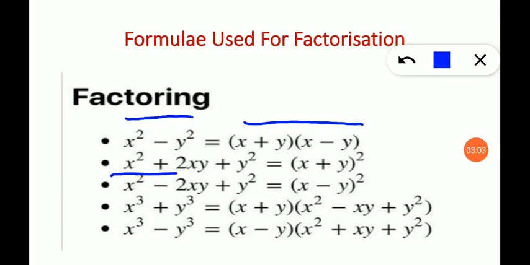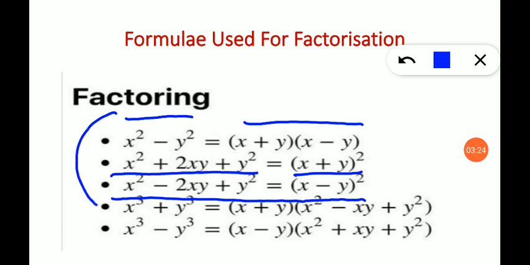Then second, x square plus 2xy plus y square is equal to (x plus y) whole square. This also we have used for finding the product. And third one, x square minus 2xy plus y square is equal to (x minus y) whole square. All these first three formulas we have already studied in case of finding the product also. But these formulas can be used for finding the factorization also.